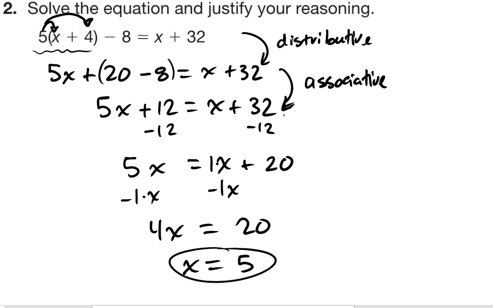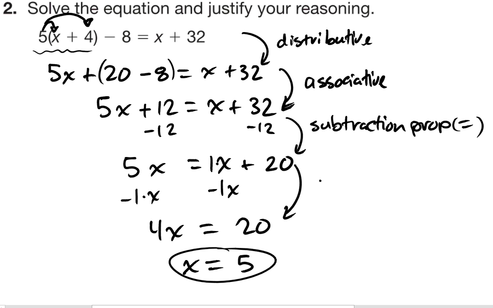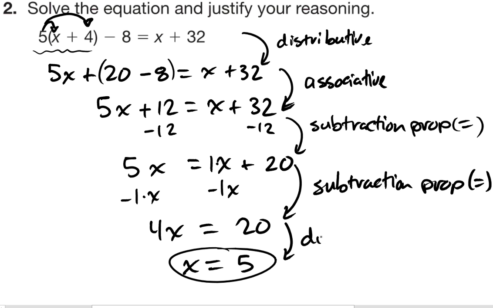The next thing that I'm doing inside of here is I'm using the subtraction property of equality, because I am subtracting the number 12 from both sides. And then again, I'm using the subtraction property of equality, because I am subtracting the value 1x from both sides. And finally, I'm dividing both sides by 4, so I'm using the division property.